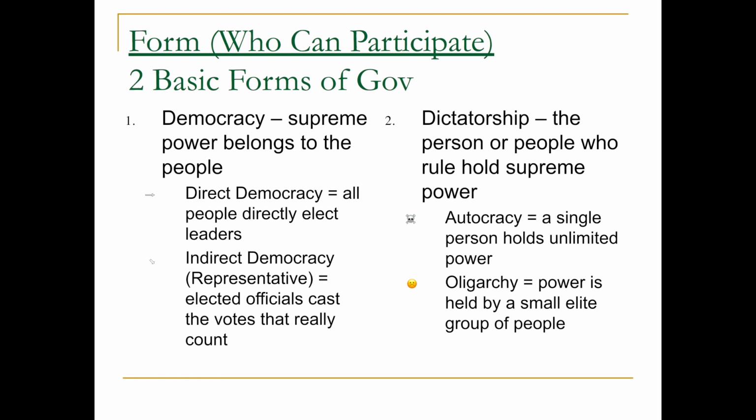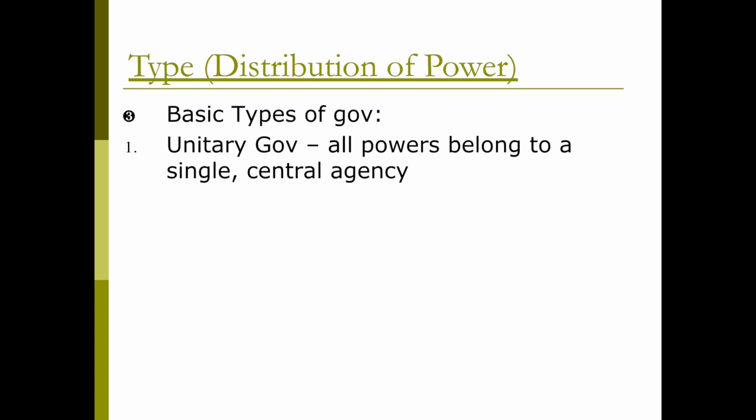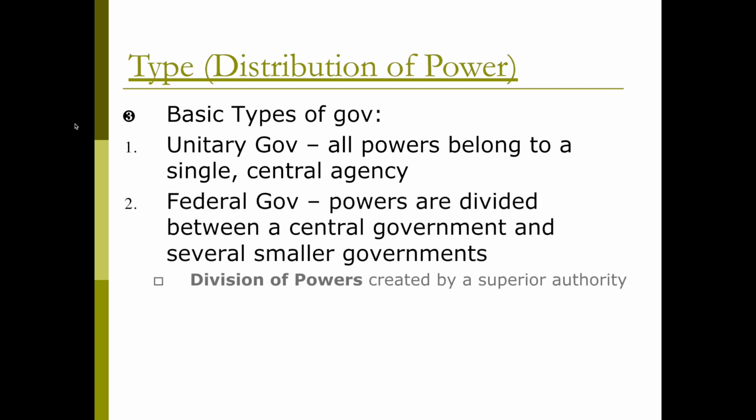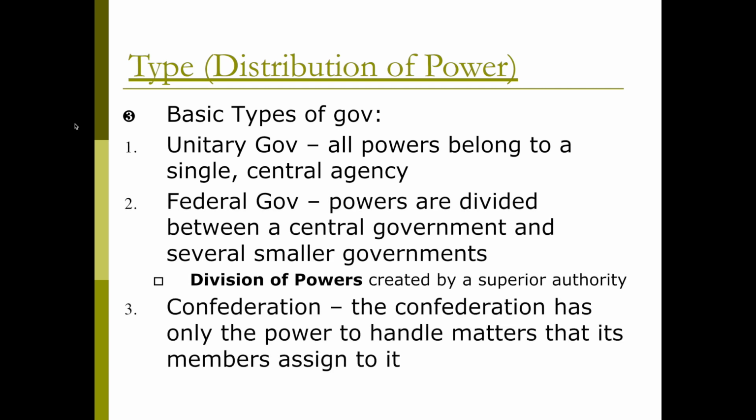So to review on this, the two basic forms are democracy and dictatorship. And within those two forms, you've got some variation. So the next one, as far as FTS, is T, which is type. So we've got the basic types of government, and this is how we distribute power.